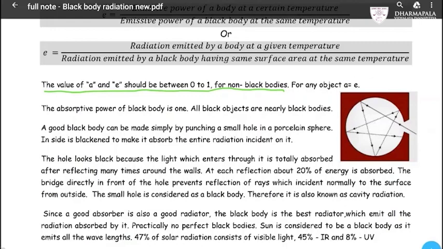And this is also important: A is equal to E. Either it is a black body or non-black body, it doesn't matter, the value of A is always equal to E. The absorptive power of a black body is 1. All black objects are nearly black bodies. So all those black objects, we can consider them as nearly black bodies because a perfect black body is a hypothetical object.